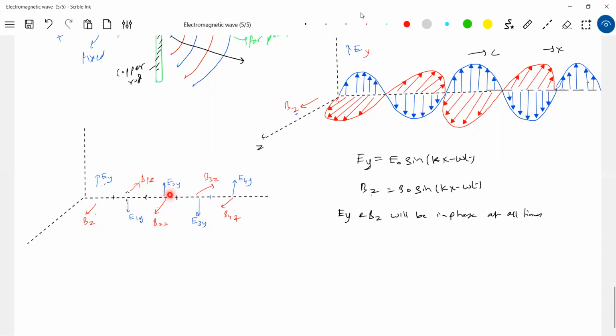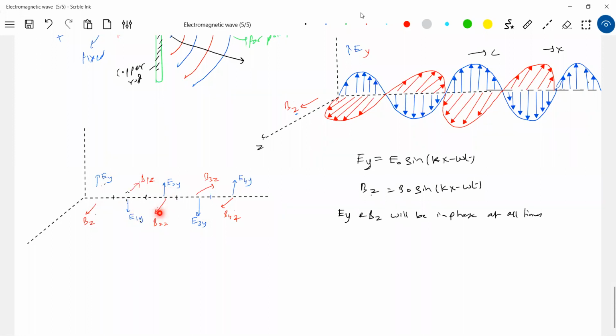So like that, the source for E2y is B1Z. The source for B1Z is E1y. Now the source for E1y is BZ. The source for B2Z is E1y. So you have to put it like this. This one, this one, this one.